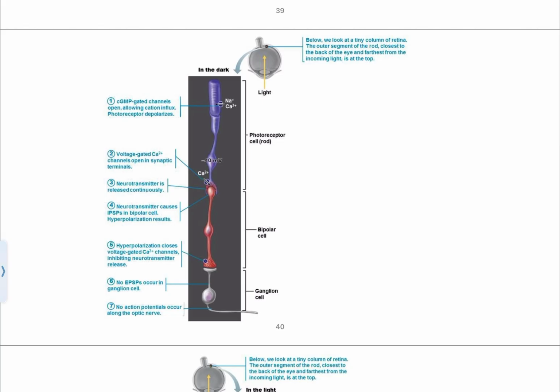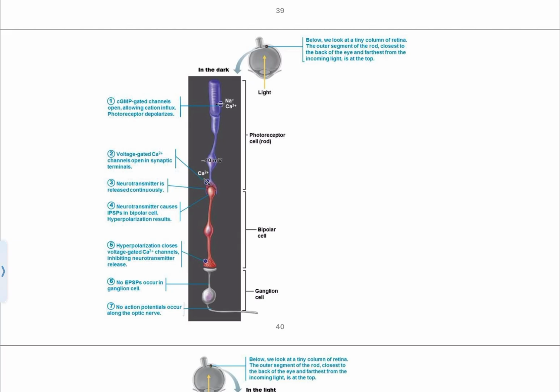So let's take a look at a couple of things as illustrated in this image. If we're talking about in the dark, what happens? Well, our cyclic GMP gated channels are open and we're going to have cation influx. Our cations are sodium and calcium that are going to come into the cell. So if we have positively charged ions coming into the cell, that's going to cause the photoreceptor cell to depolarize. Then we're going to send the signal to the next step, and our voltage gated calcium channels are going to open because we've had depolarization.